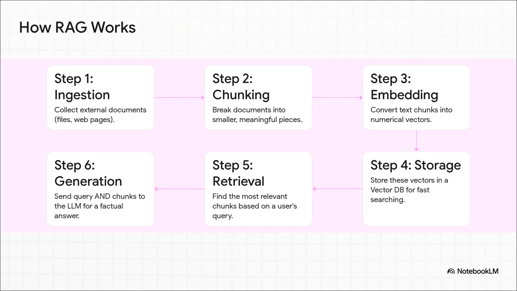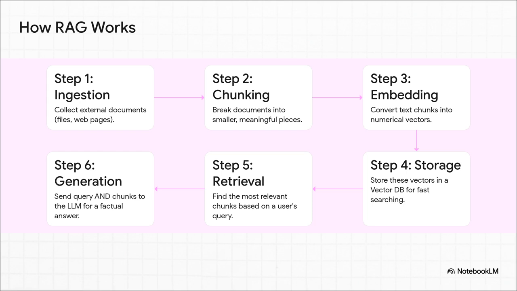Okay, so here's the play-by-play. First, you ingest your data, all your documents, your web pages, whatever you've got. Then, that data gets broken down into smaller, meaningful chunks. Each one of those chunks is then converted into a numerical representation. We call it an embedding, and stored in a special kind of database called a vector database, which is super fast for searching. Now, when a user asks a question, the system instantly retrieves the most relevant chunks, and, here's the key, it sends both the user's question and those factual chunks to the LLM to generate the final answer. The result? An answer that's actually based on fact.